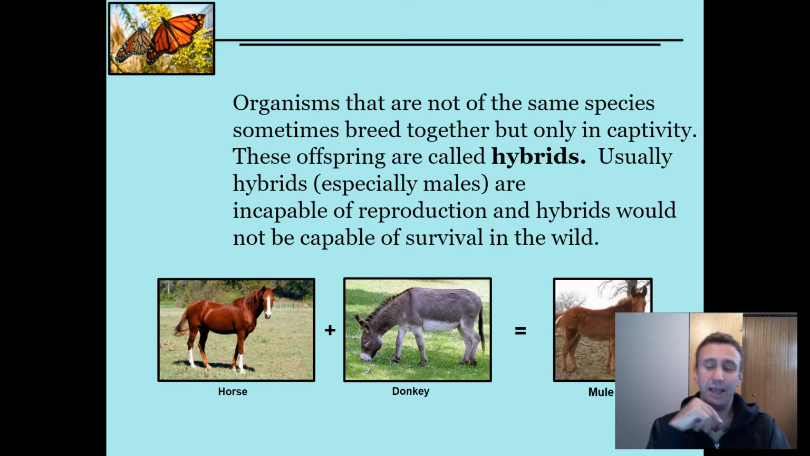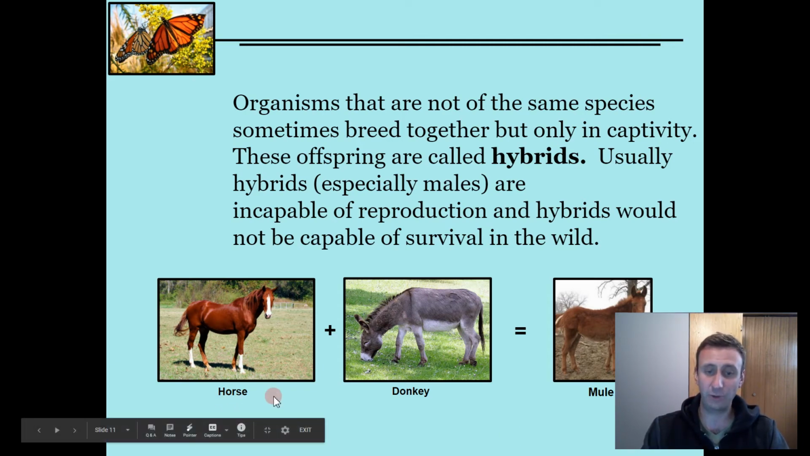What's interesting is we can have some things mate and interbreed, but they don't end up resulting in offspring that can reproduce as well. These are called hybrids. Organisms that are not of the same species sometimes breed together, but only in captivity. These offspring are called hybrids. Usually hybrids, especially males, are incapable of reproduction, and hybrids would not typically be capable of survival in the wild.